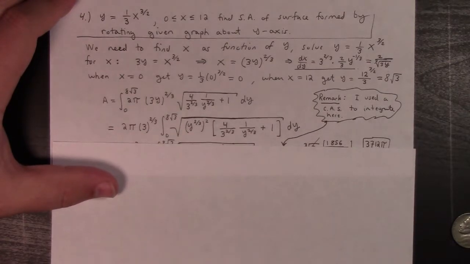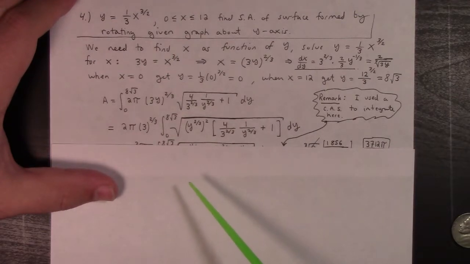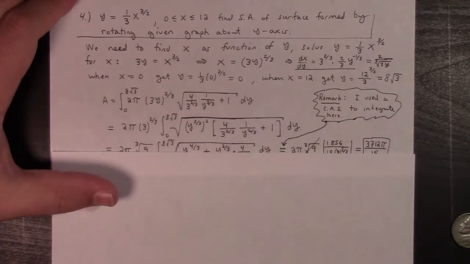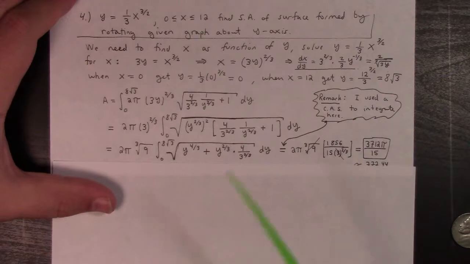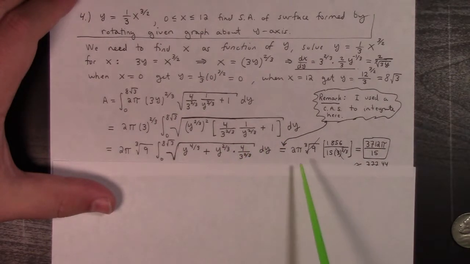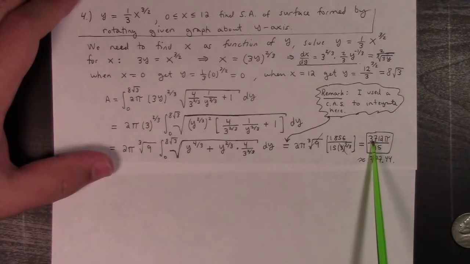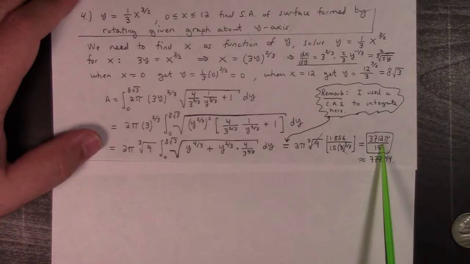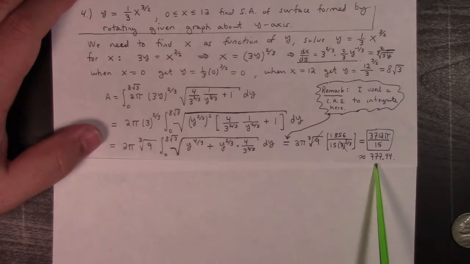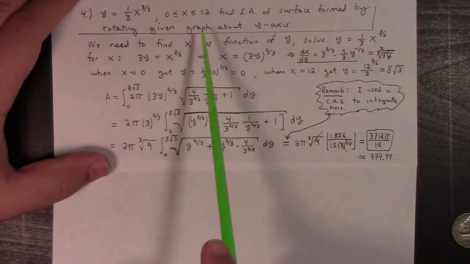I'll do the next one directly. Actually, I think I do this one directly on the next page, but for the sake of this page, I just used a computer algebra system to integrate this thing. And when I did, it gave me this lovely number, which simplifies to 3,712 pi over 15, which is approximately 777.44. So there you go, the surface area of this thing is that.